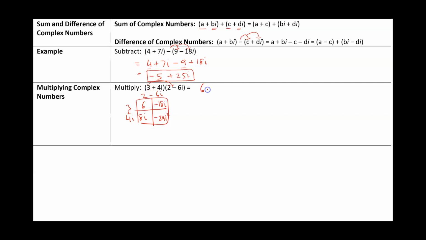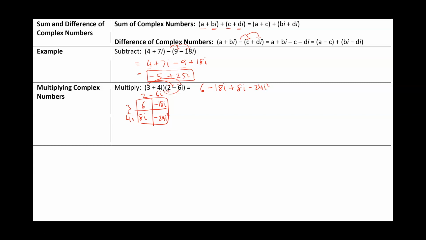3 times 2 is 6. We got the 6. 3 times negative 6i, that's a negative 18i. We got the negative 18i. We have 4i times 2, that's a positive 8i. And then we have a 4i times a negative 6i, that is a negative 24i squared. Then we combine our like terms.